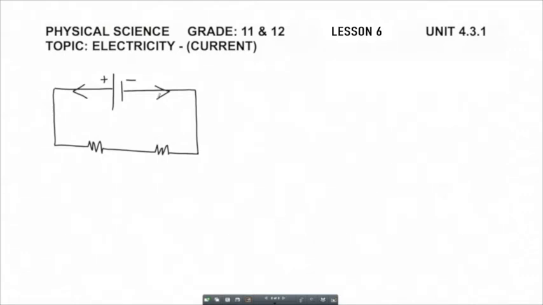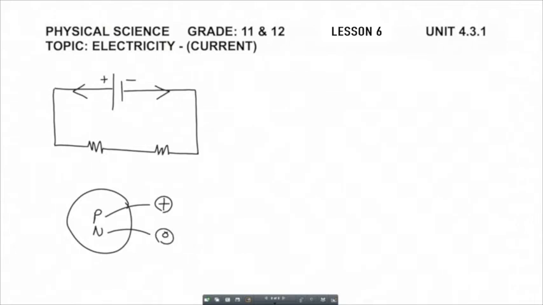But later on, it was discovered that it's not actually true, in the sense that if we look at the composition of the atom, one would realize that if we were to draw an atom, the central part will have the protons and the neutrons. Therefore, the proton is having a positive charge. The neutron is having no charge.